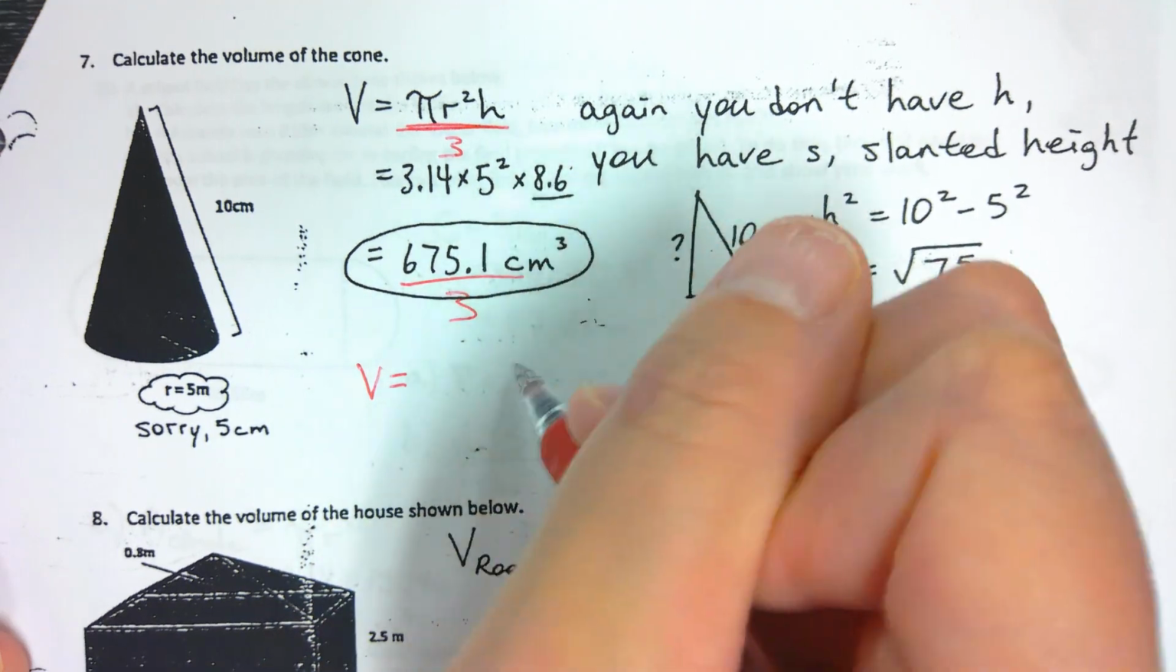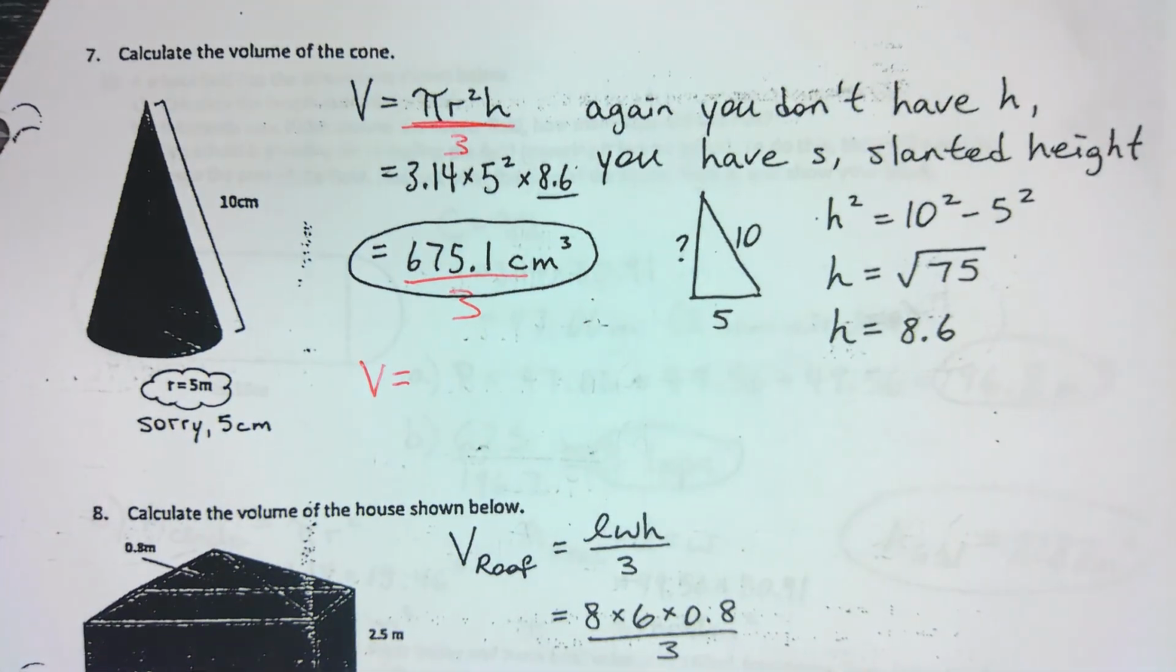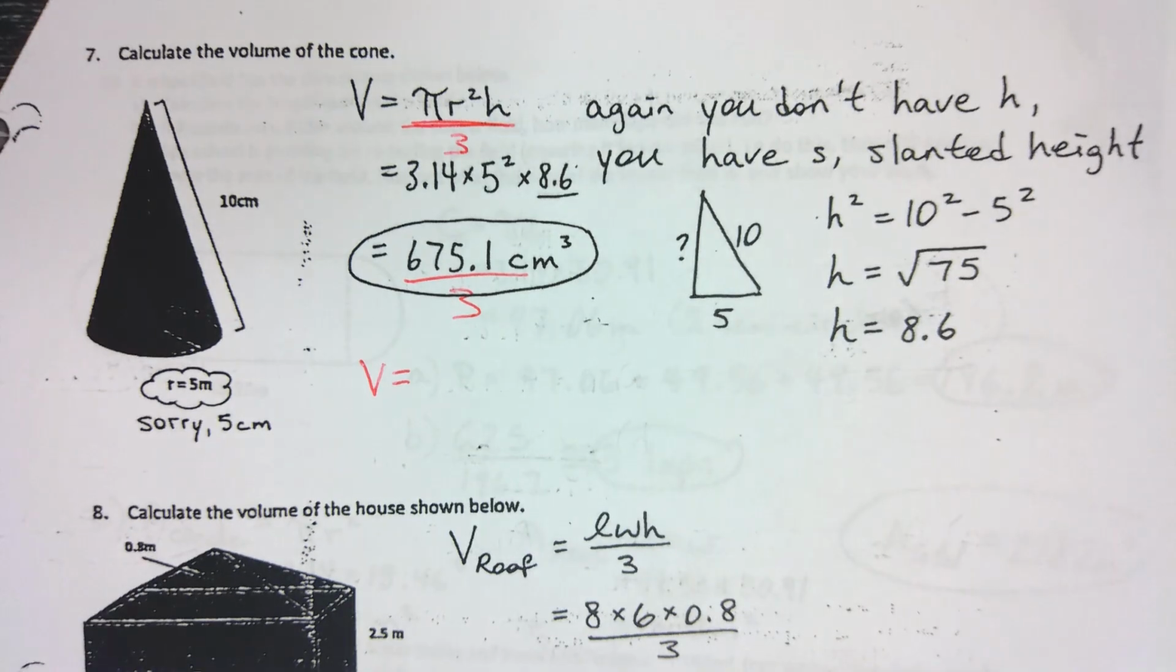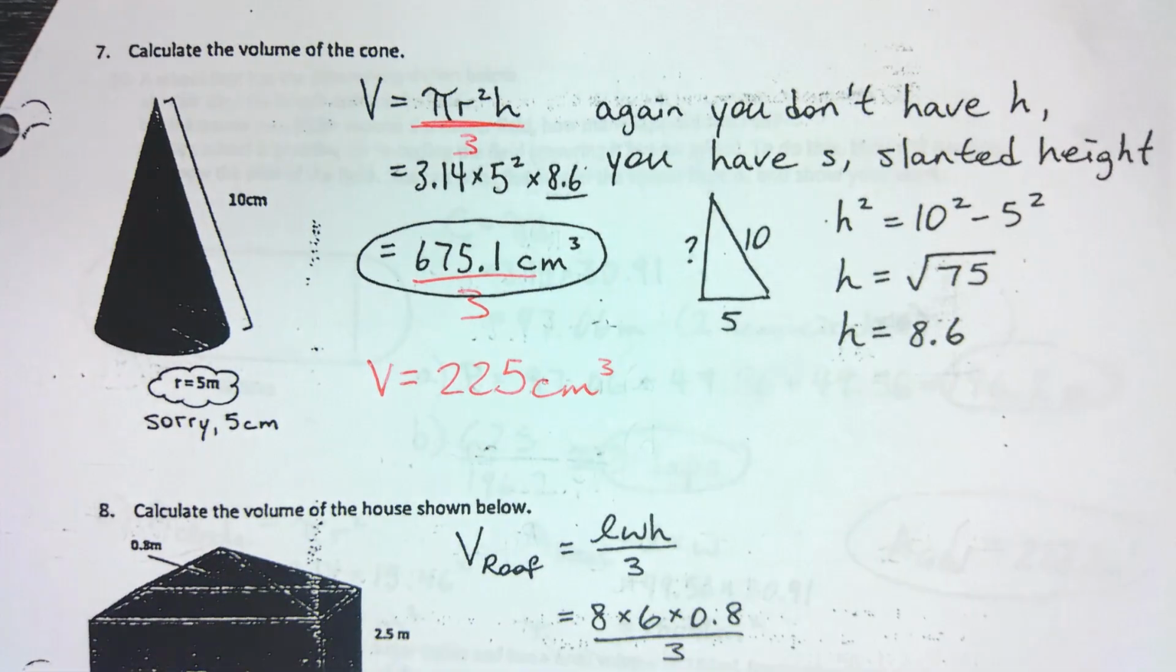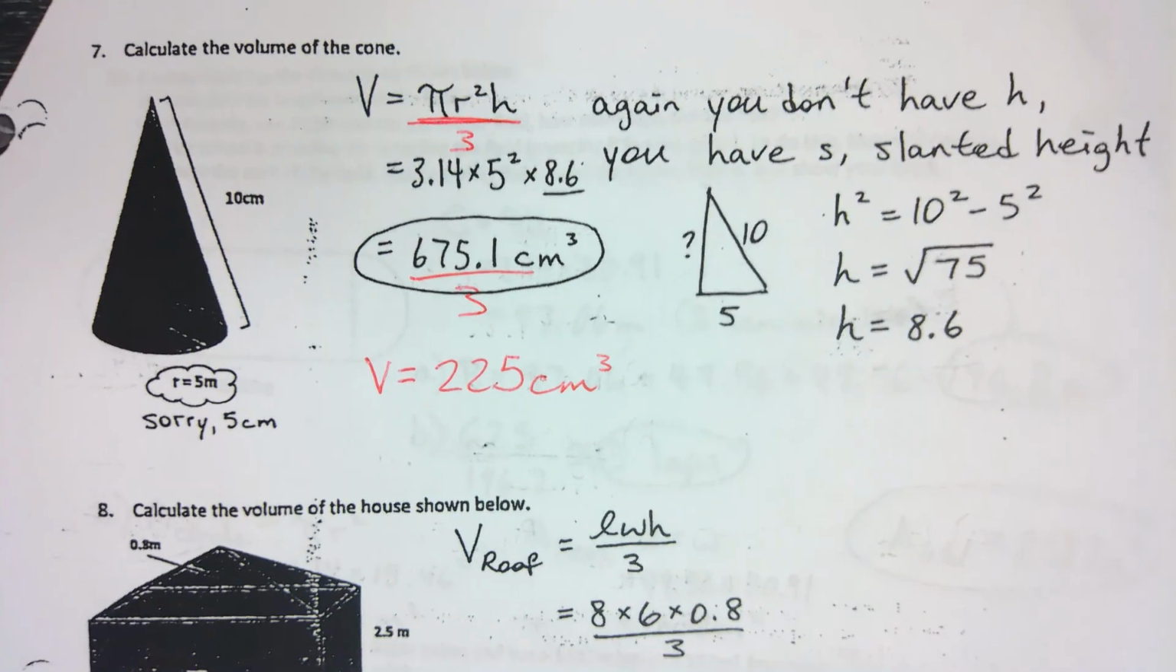The volume of this cone is actually 225, not 220 something. 675 divided by 3, yeah, 225 centimeter cube. Okay, thank you, Sarah. I'm surprised you're the only one that caught that. Because I did this question yesterday, and then I looked. I thought mine was wrong. I thought it's done.